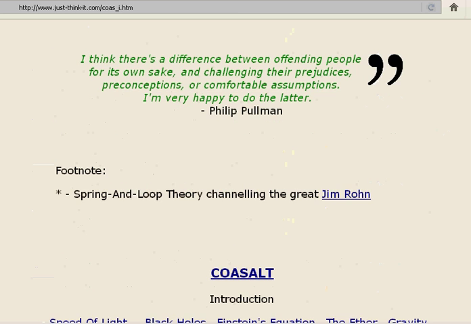I think there's a difference between offending people for its own sake and challenging their prejudices, preconceptions, or comfortable assumptions. I'm very happy to do the latter. Philip Pullman.